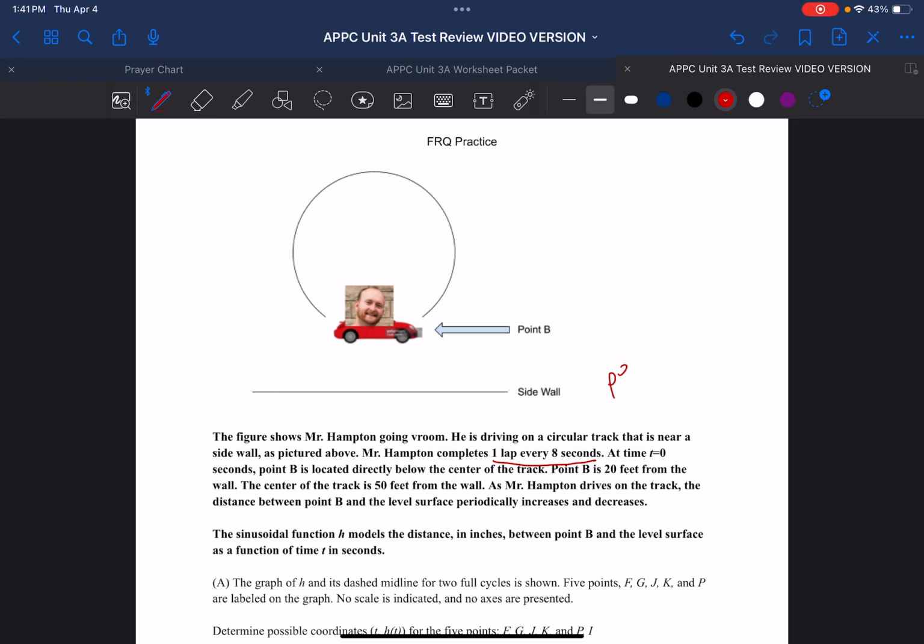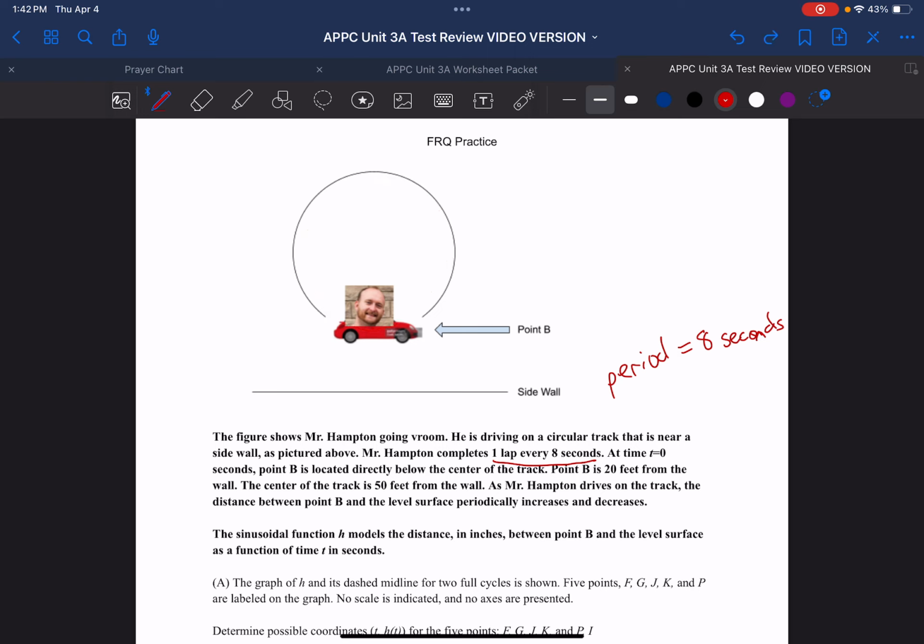So that tells me my period is 8 seconds. Because what that's saying is, I'm going all the way around the track back to where I started in 8 seconds. So that's why that's my period.